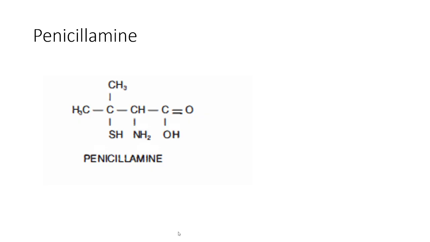Next, we shall be seeing penicillamine. Penicillamine, we use the D isomer of the penicillamine. We use the D isomer because the L isomer and the racemic mixture are toxic after oral absorption, and so we give the D isomer. It is a dimethylcysteine obtained from degradation of the product of penicillin. This is very good for copper chelation.